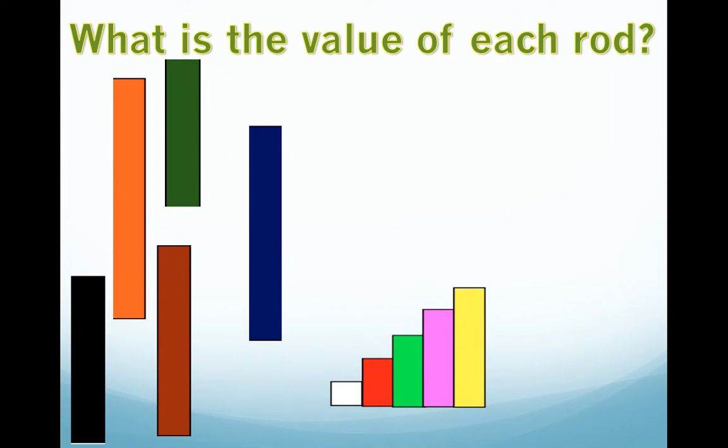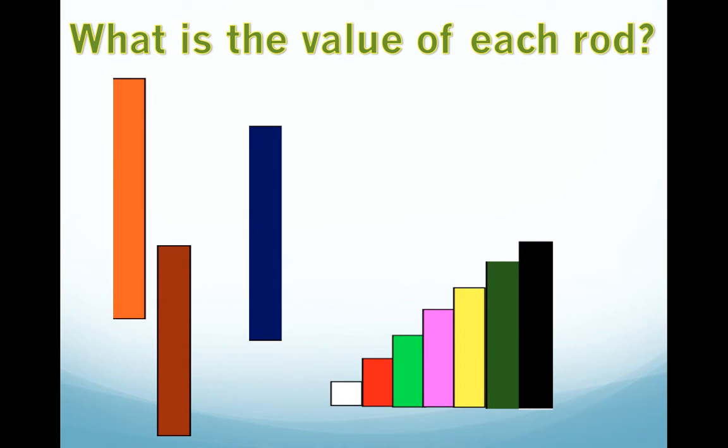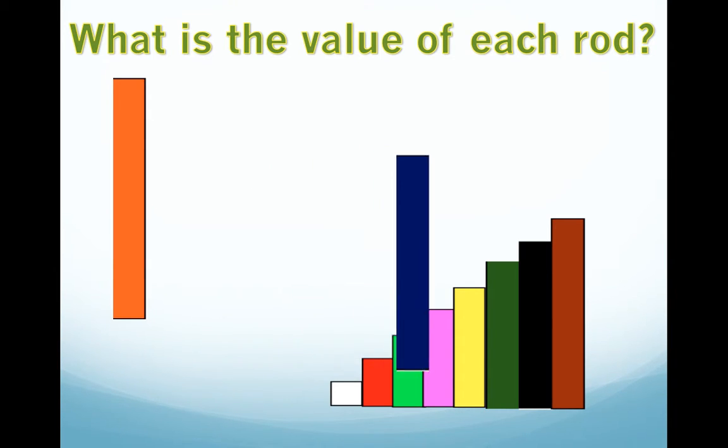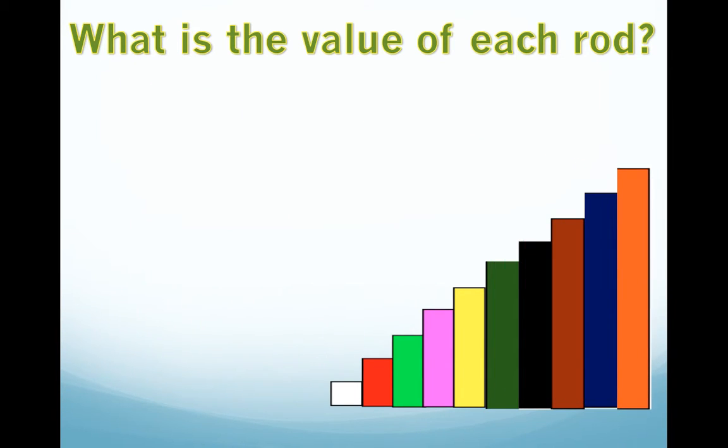yellow is 5, dark green is 6, black is 7, brown is 8, blue is 9, and orange is 10. These values cover the numbers 1 through 10, and each time the rod is increased in length by 1. So we first have the number 1, 2, 3, and all the way up to 10.